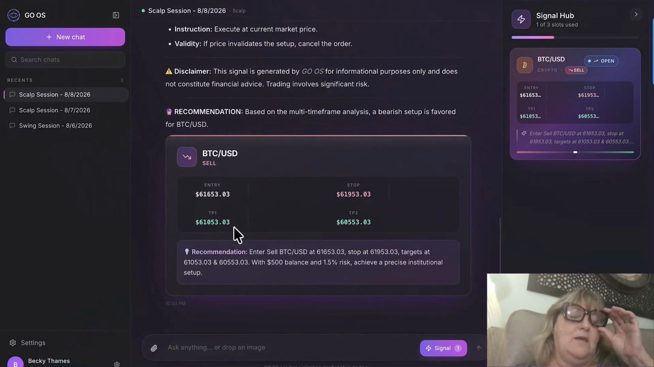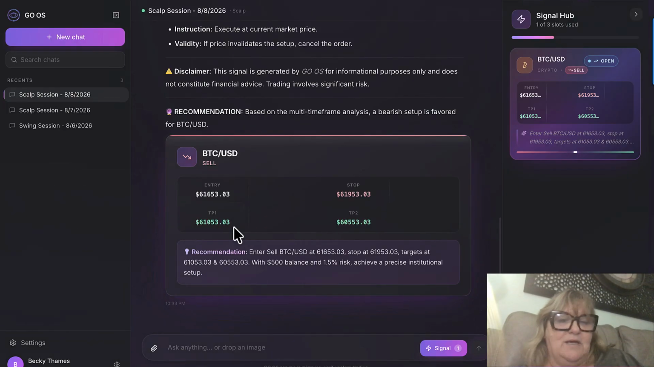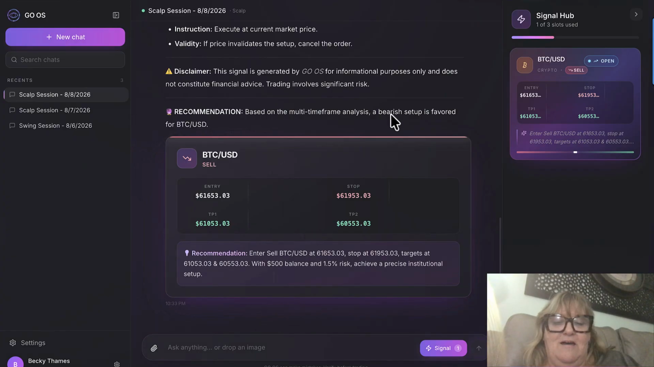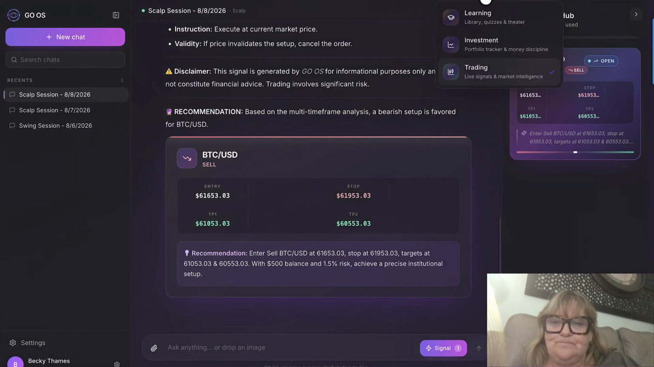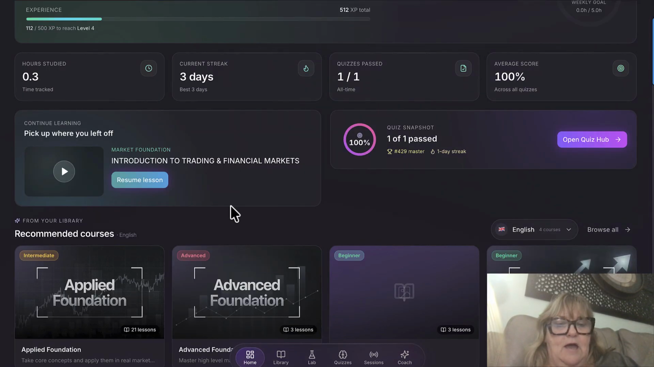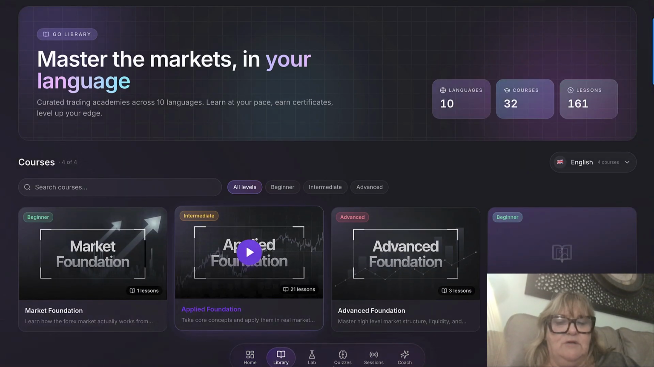I always like to do take profit one, don't be greedy, because AI will give you signals all day and all night. So even if you don't know how to trade, you can generate signals just like this. So that's why I love the trading platform. And that is GoOS. And here is, you can go to the library here. We've kind of already been to the library, but this is where all the training is.